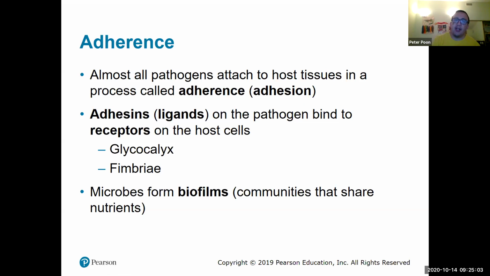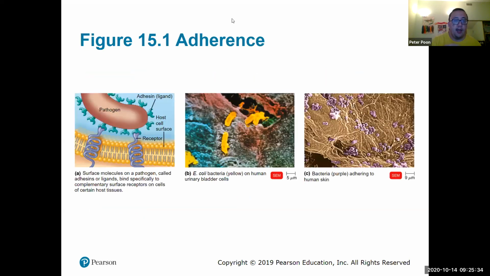One of the things a pathogen has to be able to do is get to the host tissue and then stay there. It doesn't do you any good to just get to the host tissue and wash off. You have to be able to stay there. That's adhesion. There are adhesins on the pathogen that bind to receptors on host cells, either through the glycosylated polymers or the spike proteins. So there have to be adhesins that allow it to cling to something so it doesn't wash off.